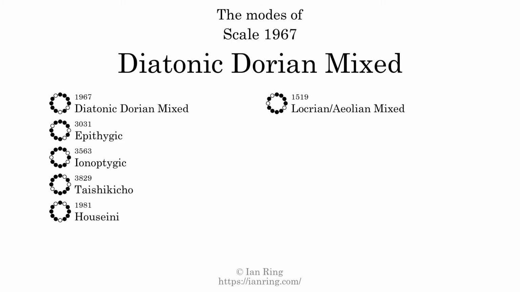The sixth mode is scale 1519, also known as Locrian Aeolian Mixed. It sounds like this.